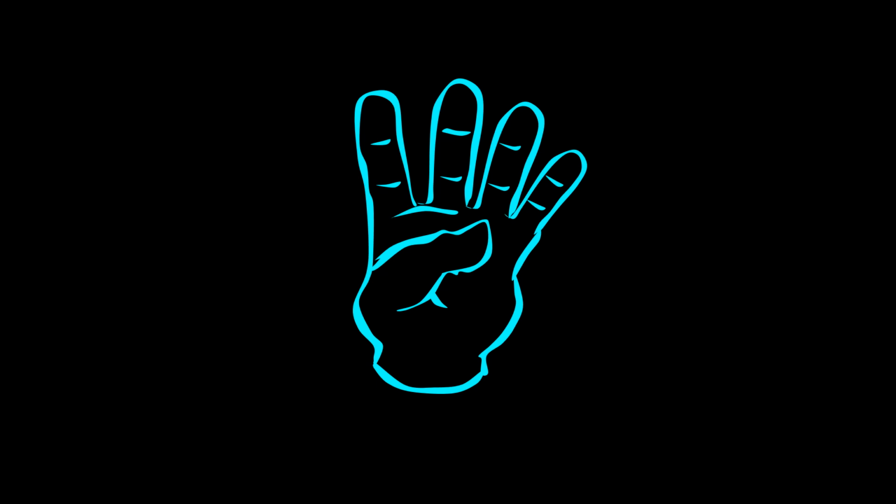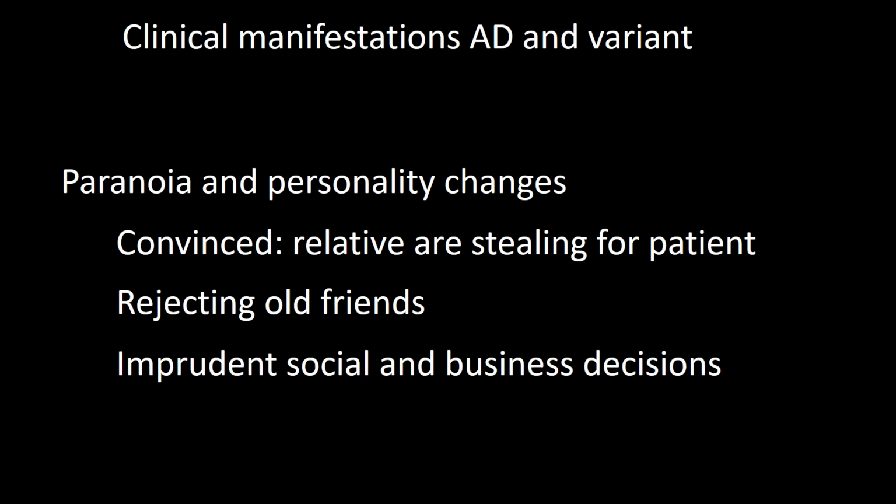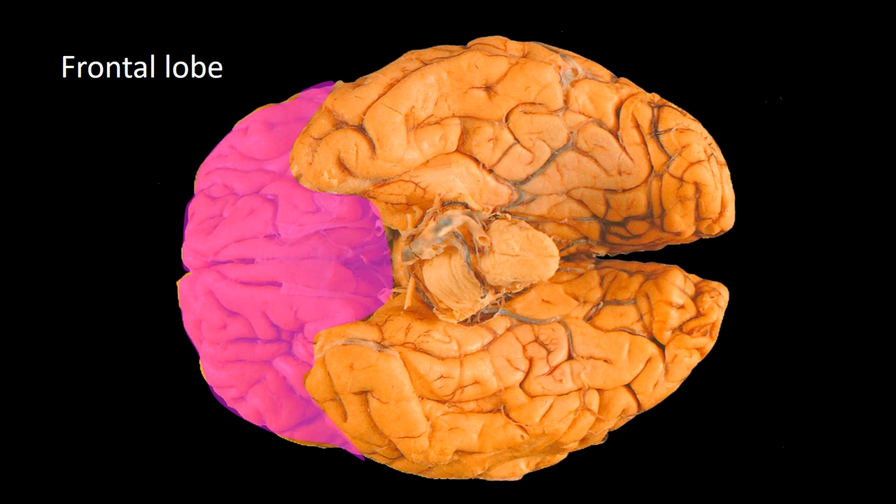The fourth seminal finding, frequently seen in patients with AD and variants, relates to paranoia and personality changes. AD patients may become convinced that relatives are stealing from them. They start rejecting all friends and make imprudent social and business decisions. This usually occurs with frontal lobe involvement, especially when the inferior surface of the frontal lobes is involved.